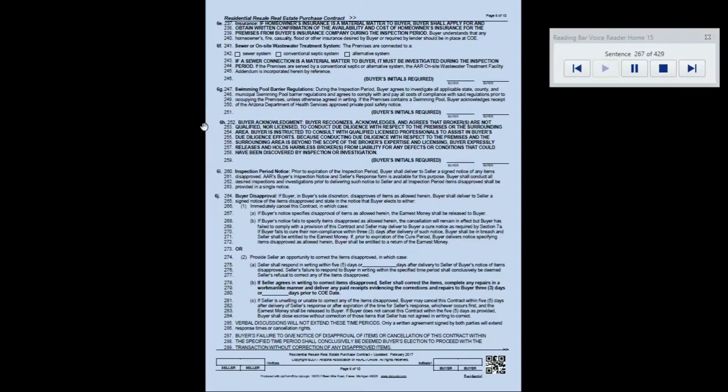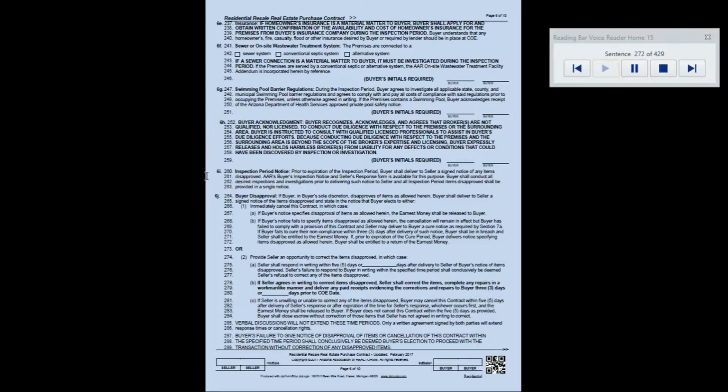6H. Buyer acknowledgement. Buyer recognizes, acknowledges, and agrees that broker or brokers are not qualified, nor licensed, to conduct due diligence with respect to the premises or the surrounding area. Buyer is instructed to consult with qualified licensed professionals to assist in buyer's due diligence efforts. Because conducting due diligence with respect to the premises and the surrounding area is beyond the scope of the broker's expertise and licensing, buyer expressly releases and holds harmless broker or brokers from liability for any defects or conditions that could have been discovered by inspection or investigation. Buyer's initials required.